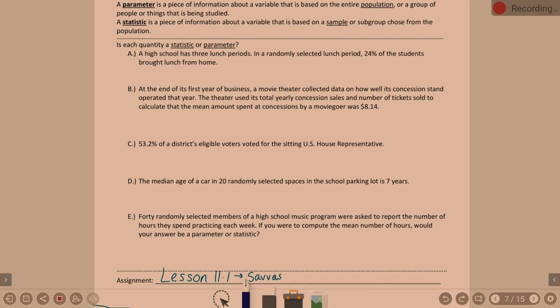What is this piece of information describing? Statistics. Okay. Is it describing the sample? Okay. High school has 3 lunch periods. So when we're talking about the whole population, we're talking about all 3 lunch periods, right? In a randomly selected lunch period, 24% of the students brought lunch from home. So we're specifically talking about that one lunch period. Okay, and the fact that 24% of them brought lunch from home. So it is a statistic.